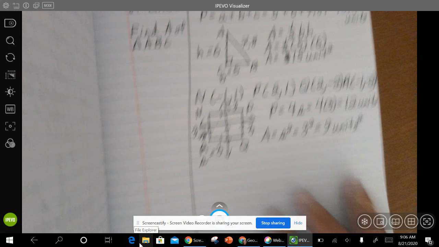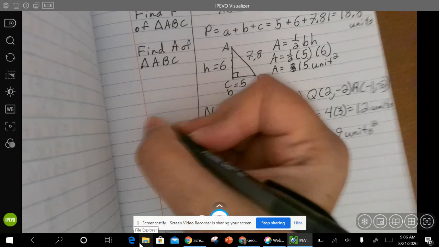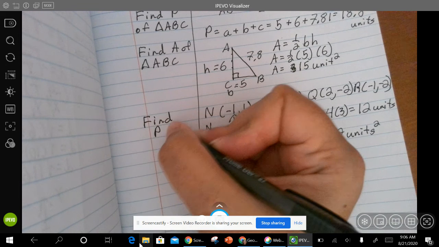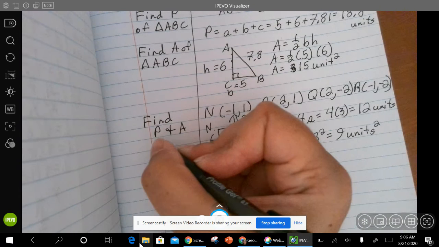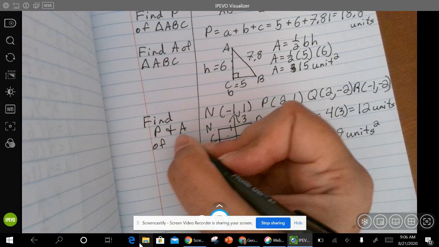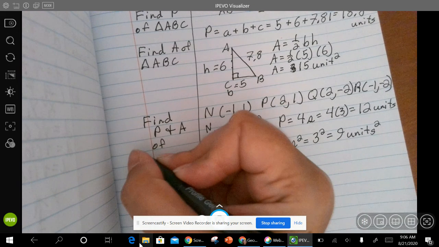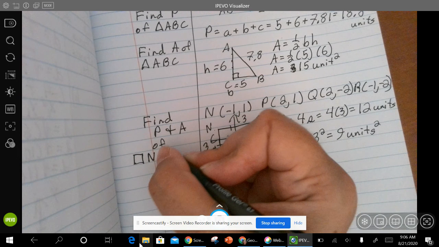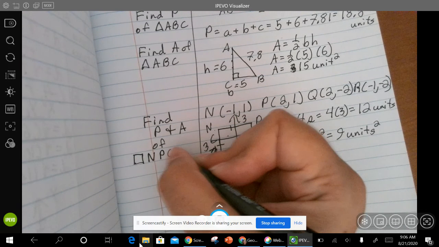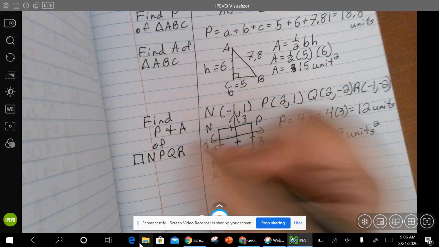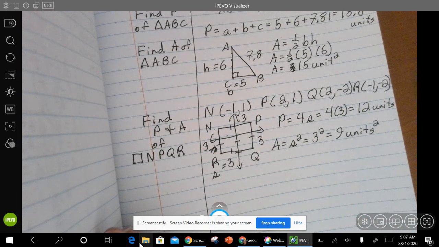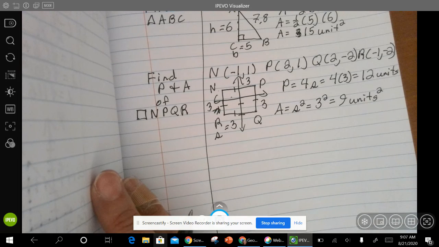Okay, so let's do, so we find the perimeter and area of square NPQR. Okay. Remember, we usually go clockwise. Okay, last one. So let's do a rectangle, everybody.